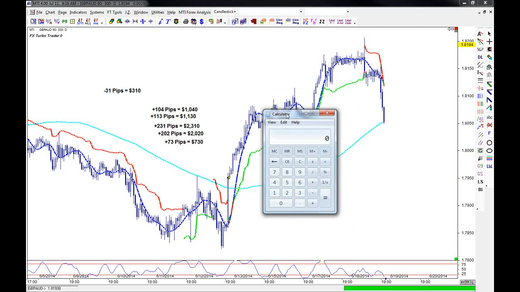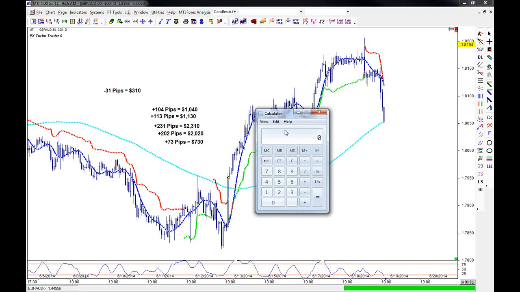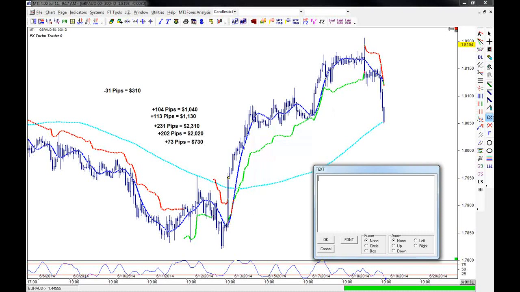All right? So if you would have gone into this market, you would have taken advantage of a month and a half ago. Let's see where you'd be at today. You're at 1,040 US dollars. You're at $1,130. You're at $2,310. You're at $2,020. You're at $730, minus 300. That's our loss, minus 310. $6,920 profit in 6 weeks' time.